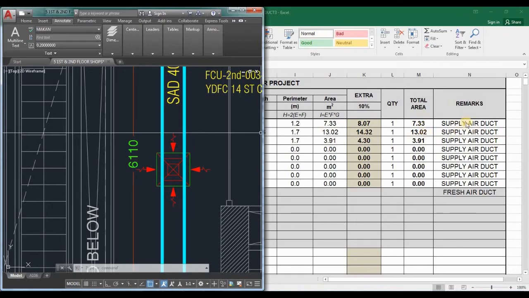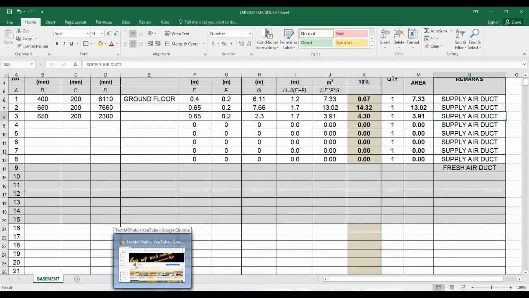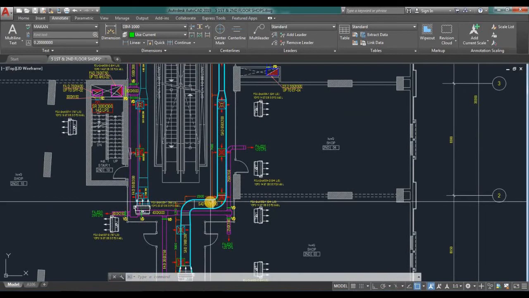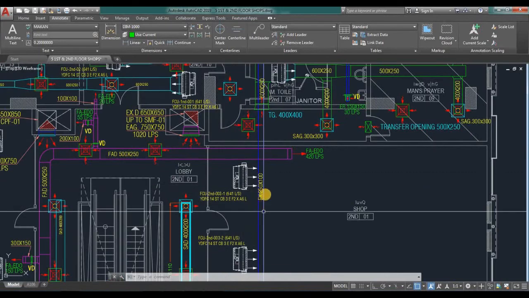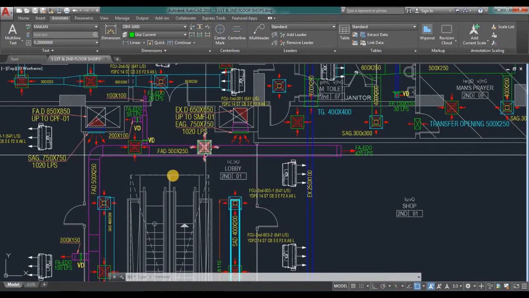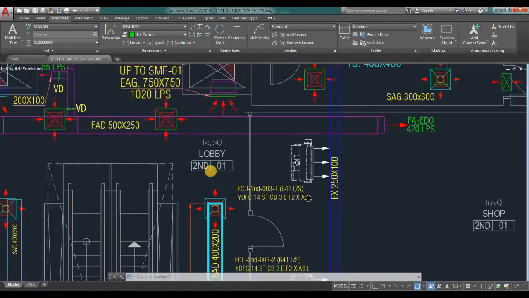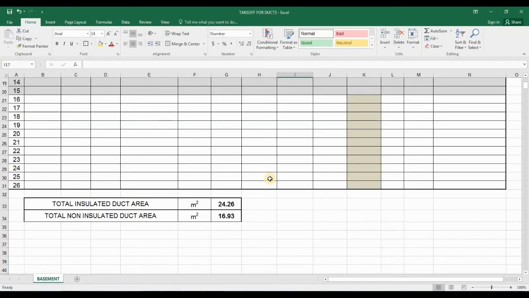The same happened here, and you can calculate all these values with the same method. So I will explain why we separate supply air duct, fresh air duct and return air duct. The reason is that supply air duct and return air duct have insulation. So we have to separate the insulated ducts from those without insulation, like extract air duct and fresh air duct. So SAD is supply air duct, ES is extract air duct, FAD is fresh air duct, and RAD is return air duct. Return air duct is not mentioned here. So the total insulated duct area appears here, and the non-insulated duct area appears here.